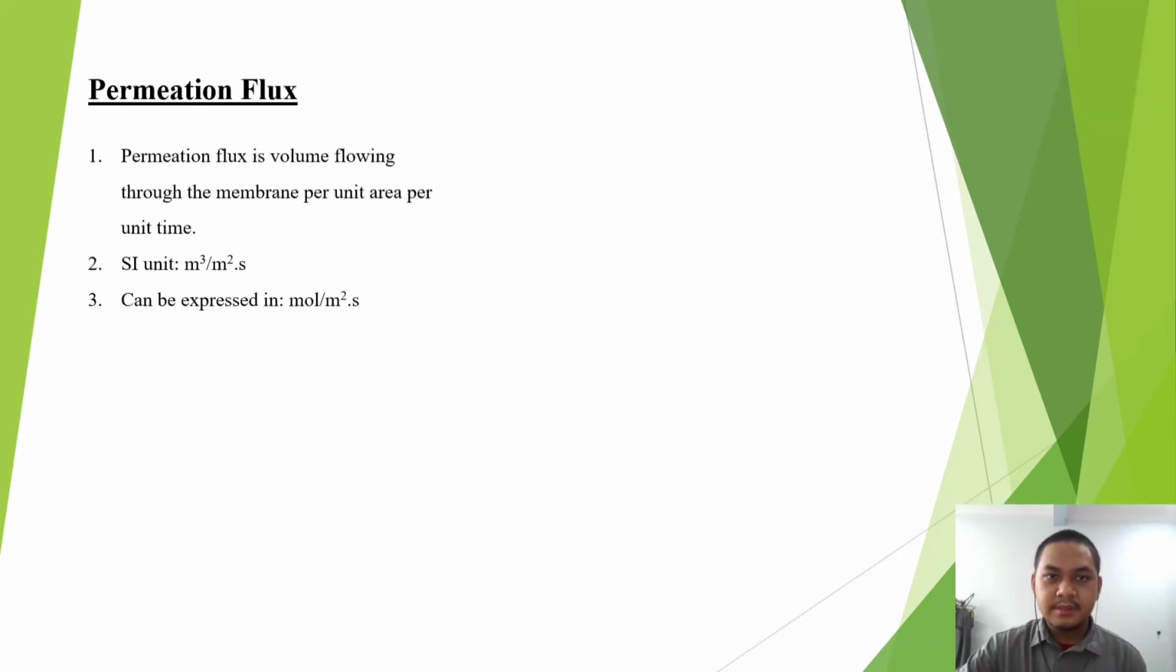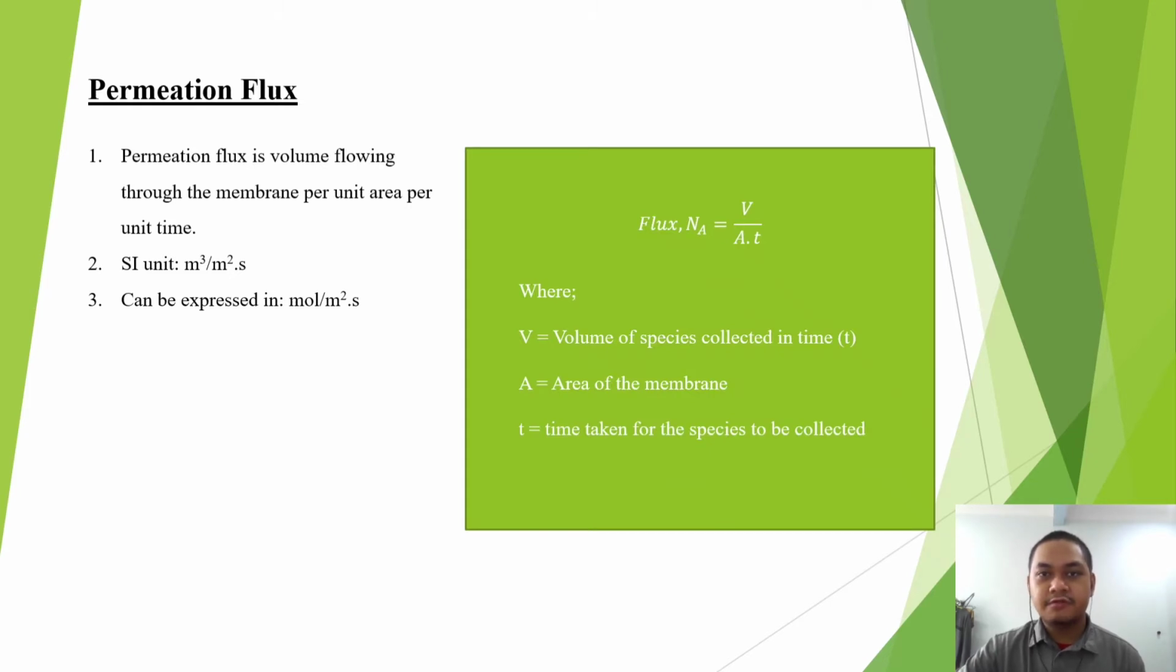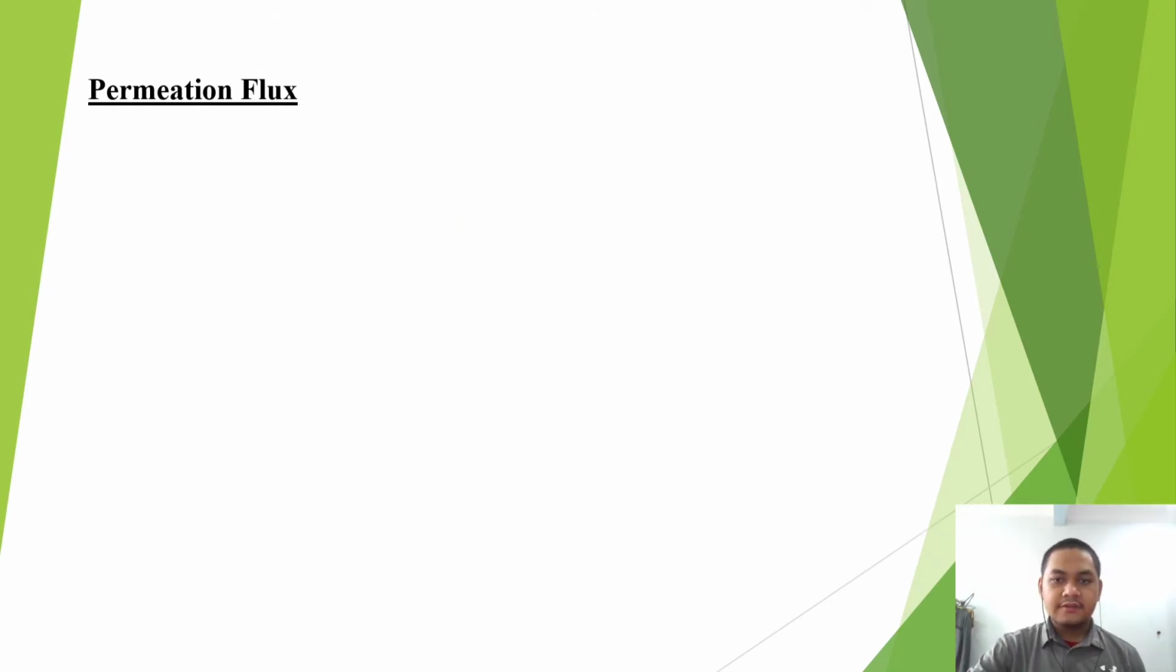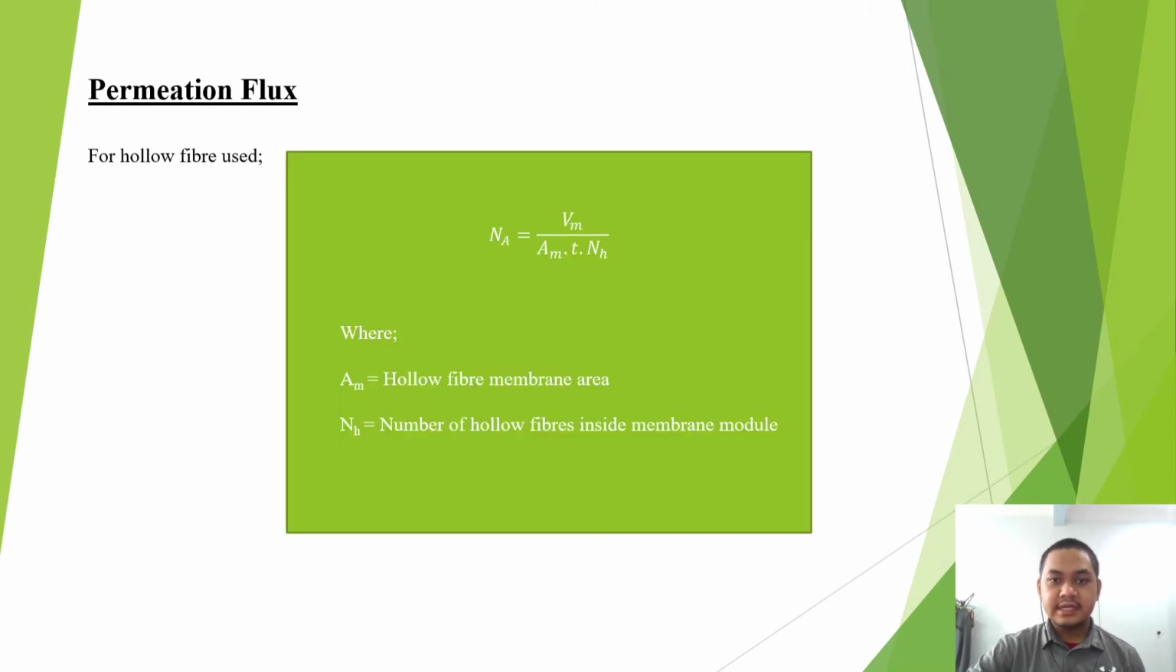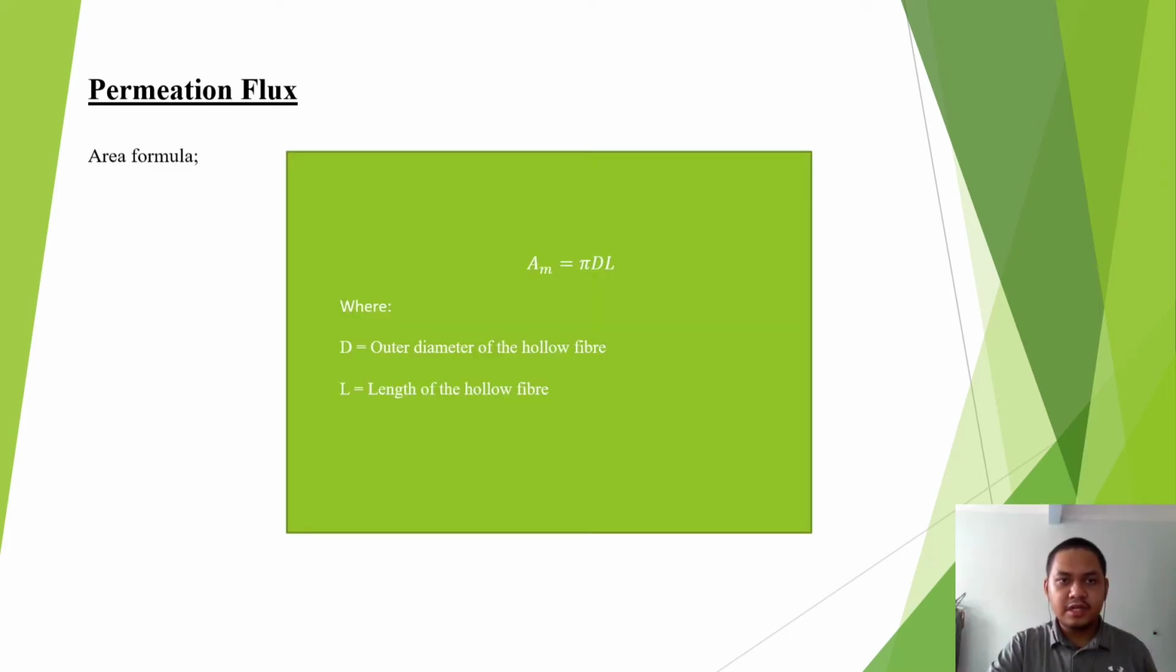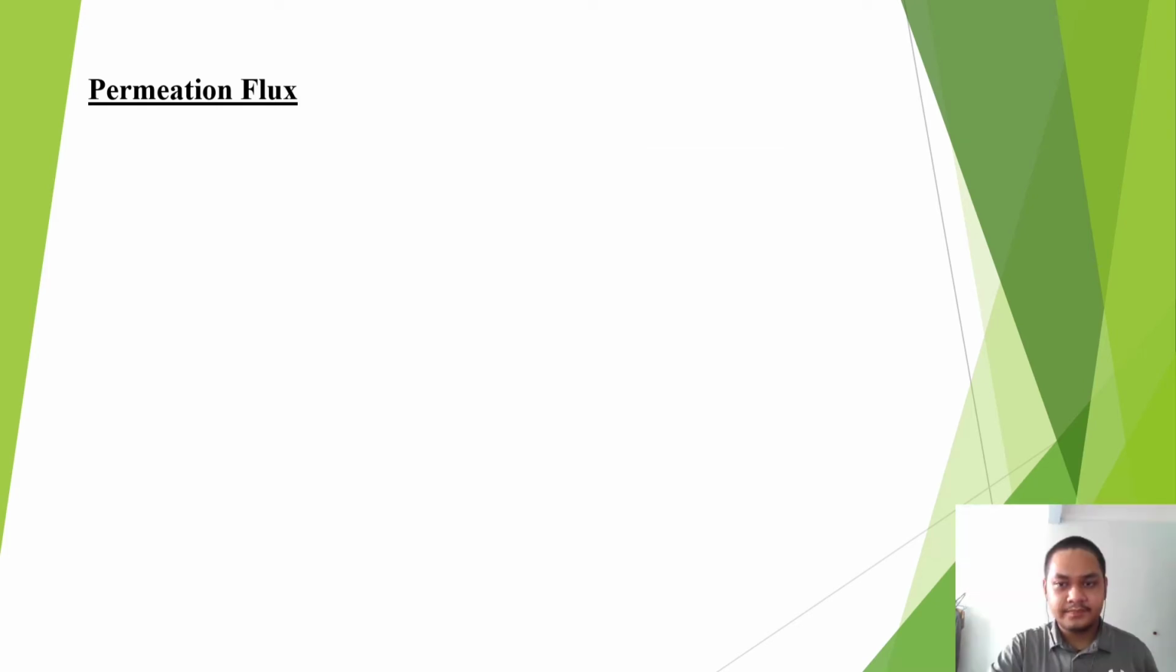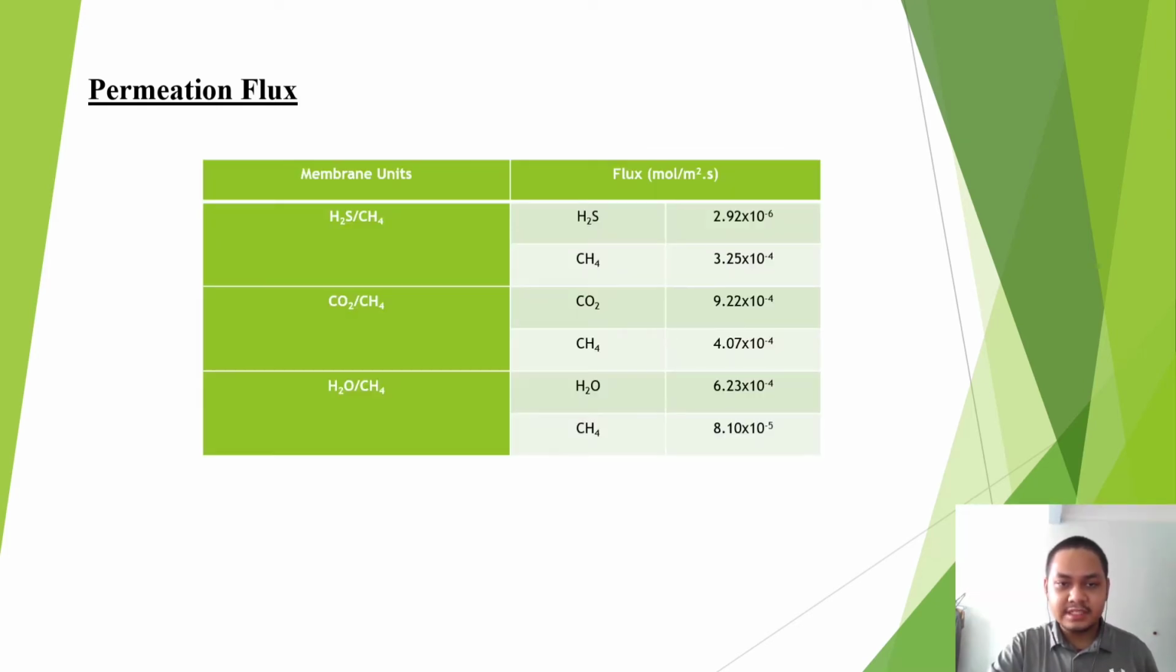Permeation flux is volume flowing through the membrane per unit area per unit time. The unit is meter cube per meter squared per second, and it also can be expressed as mole per meter squared per second. So the general formula is Na equals V over At. The formula of permeation flux for the hollow fiber is Na equals Vm per Am per t per Nh, where Am is the hollow fiber membrane area, while Nh is the number of hollow fibers inside the membrane module. This is the formula used for the area, Am equals pi dl. Here is the calculated permeation flux for the 3 membrane units.